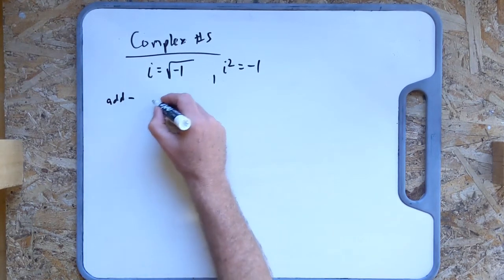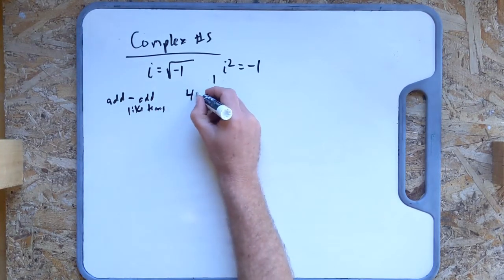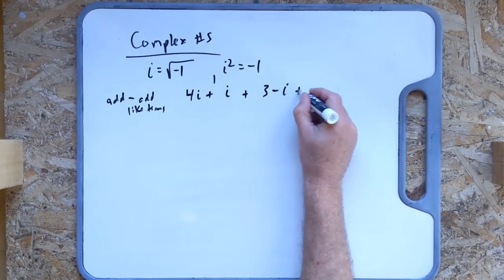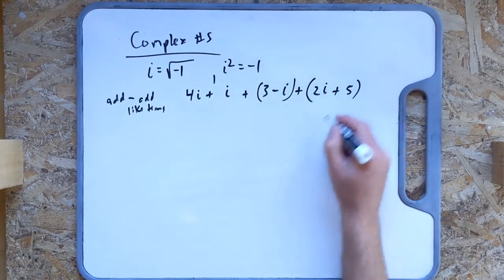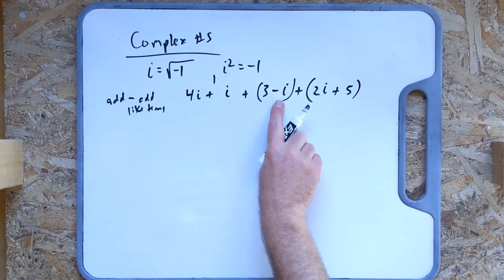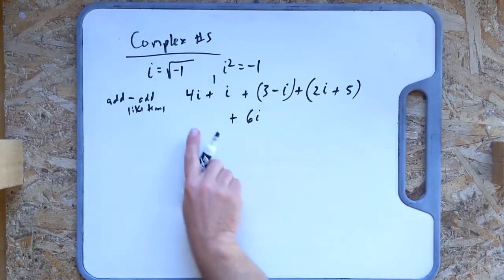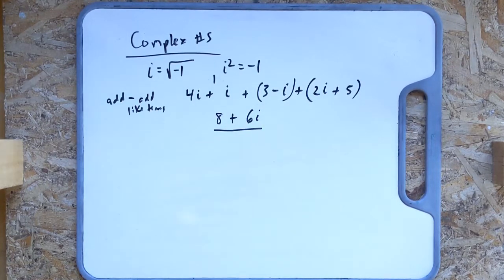Add: you just add like terms. So for example, I have 4i plus 3 minus i plus 2i, plus 5. I can group these. I can just add the 4i and the 1i there and get 5i. Subtract an i there, get 4i, plus 2i, so I get 6i. And then for the real part, I get 3 plus 5 or 8. There we go. So that's pretty straightforward. Just add like terms. Add the complex part, add the real part separately.